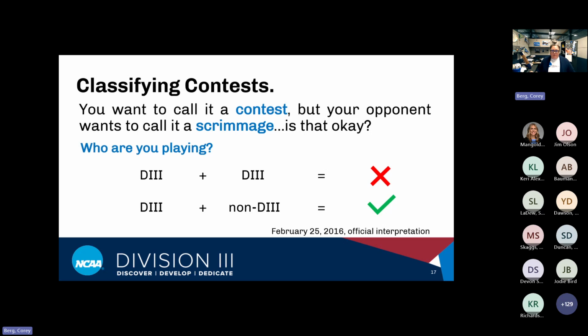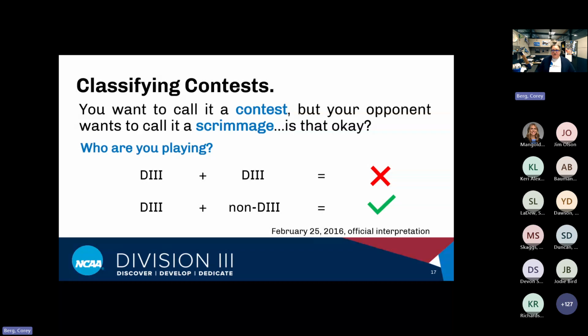We have a really helpful official interpretation in LSDBI. It's dated February 25th, 2016. And if you are playing another Division III institution, you have to classify the contest the same way. It's either got to be a contest that's countable for both of you, it's got to be a scrimmage for both of you, it's got to be a joint practice for both of you.